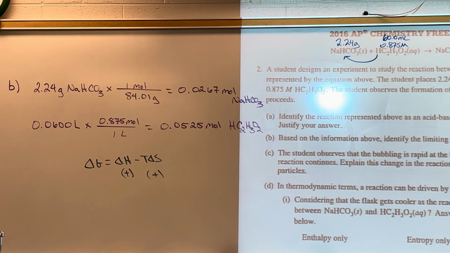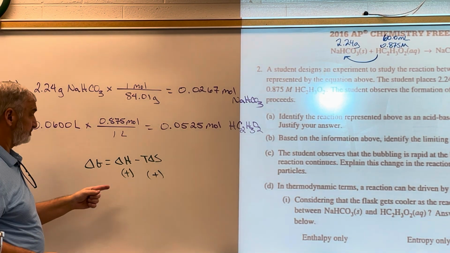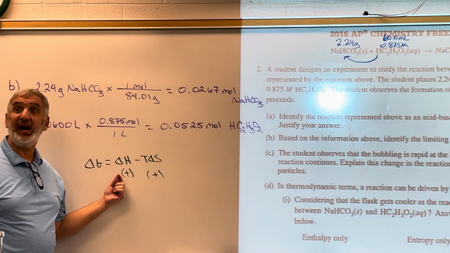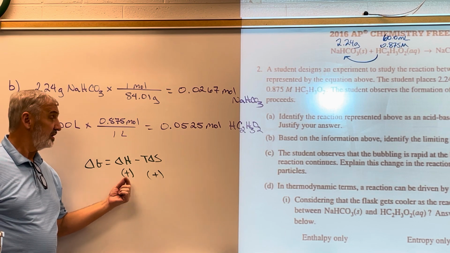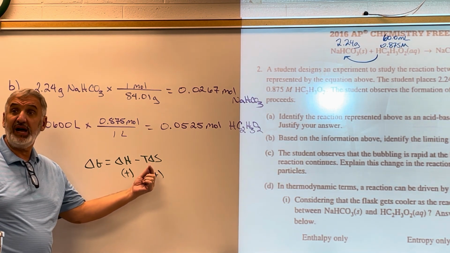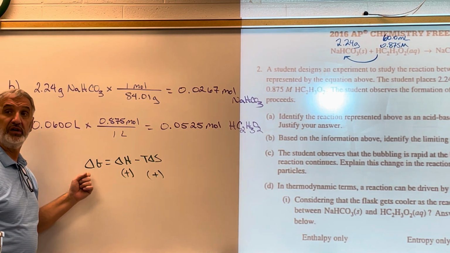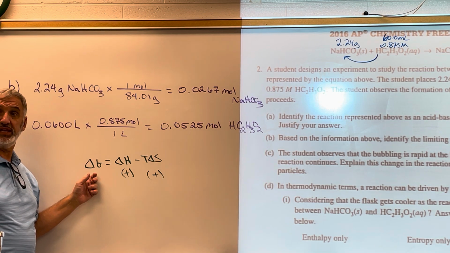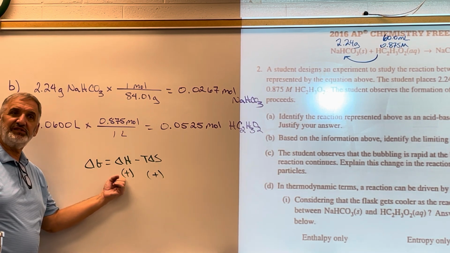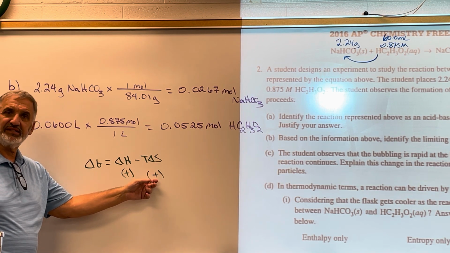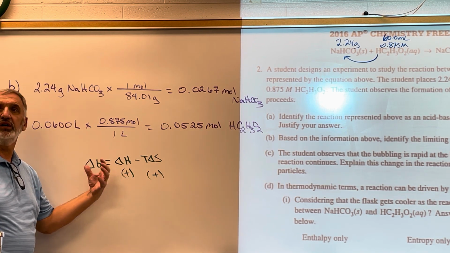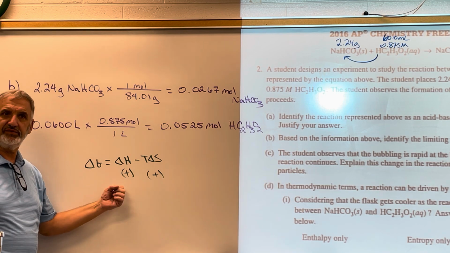What did you guys say? Because delta G must be negative, and we know delta H is positive because it gets cooler, it's endothermic. Delta S must be positive in order for delta G to be negative. Positive delta H is not favored, whereas a positive delta S is favored. Therefore, this is an entropy-driven reaction.